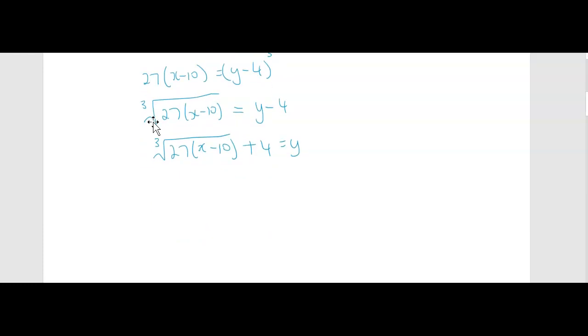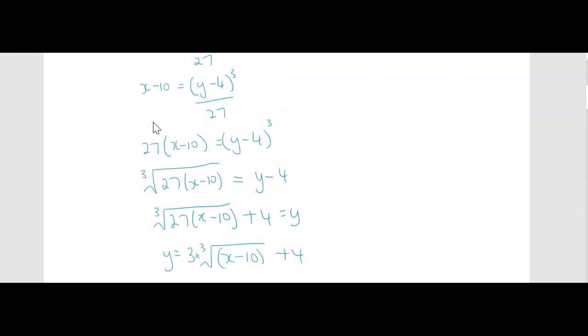Now, you should really go the next step and take the cubed root of 27. So the cubed root of 27 is 3, and then we're taking the cubed root, so that's kind of like a times, but we don't tend to write that in, of (x minus 10), and just make sure that plus 4 is on the outside. So I'm going to plot both.